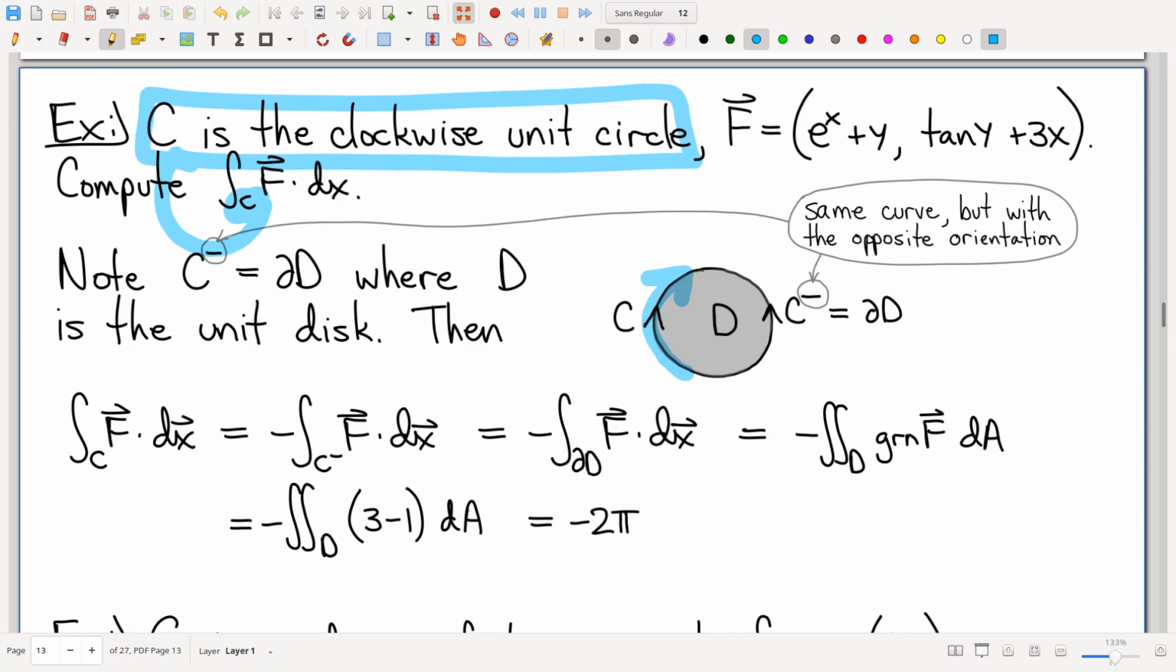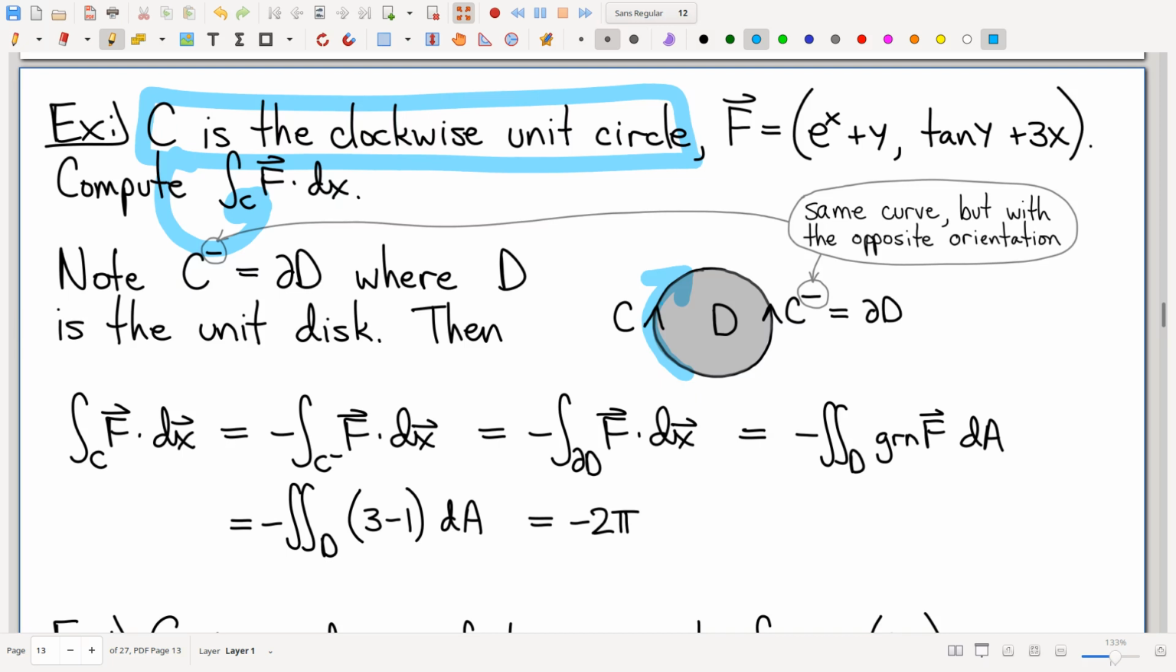Not anymore. Remember, very importantly, the word boundary is a loaded term. Boundary means oriented, and specifically oriented according to our very strict convention. And this is going the wrong way. So it's not a boundary. Everybody see that? Cannot apply Green's theorem here.